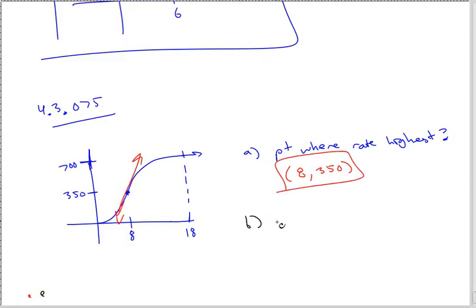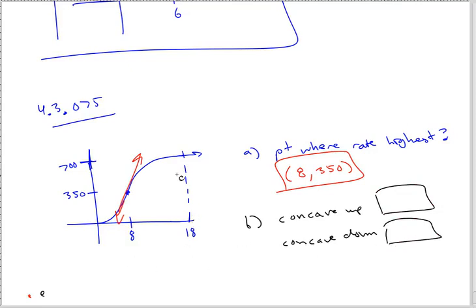Okay. Part B, it says, hey, where's this thing concave up? Where's this thing concave down? And we've got to do our intervals here. 0 to 18 is where it's cutting off. So let's just not think about anything past that. Concave up, and then concave down. Concave up from 0 to 8. Concave down from 8 to 18.